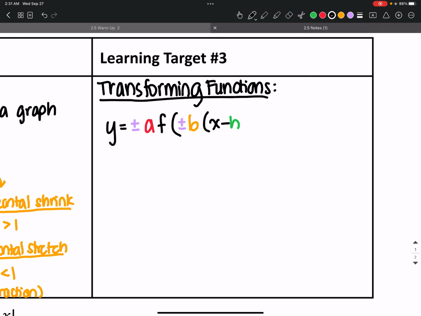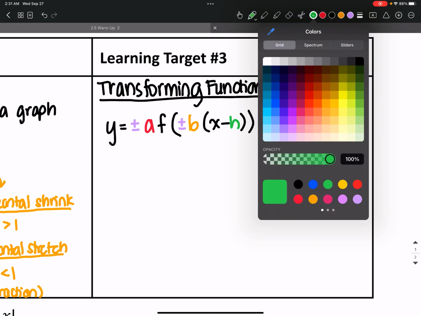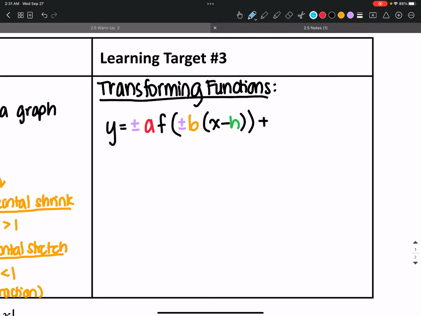That's how I'm moving left or right. So this is all of the stuff that could be inside the function. You might not always have all of those things. And then on the outside of the function, the last thing that we can include is that plus k. So let's talk about what all of this means, or remind ourselves what all of this means.